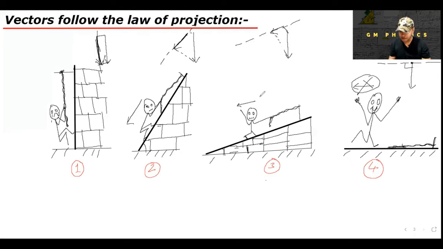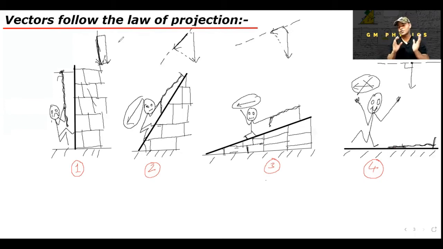In this case, there is some force. In this case, there is slightly bigger force. In this case, the maximum force. So this difficulty is only because of the law of projection. In case number 1, maximum force is acting. In case number 2, slightly smaller force is acting because the projection is smaller as compared to case number 1. In case number 3, the projection is even smaller as compared to case number 2. And in case number 4, the projection becomes 0.